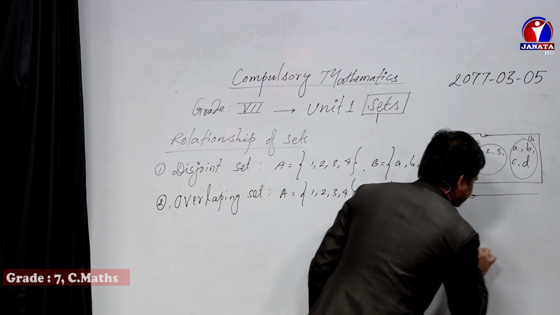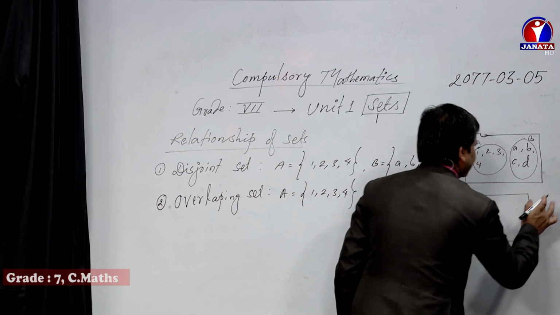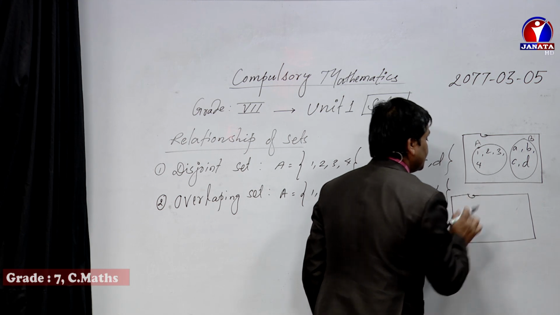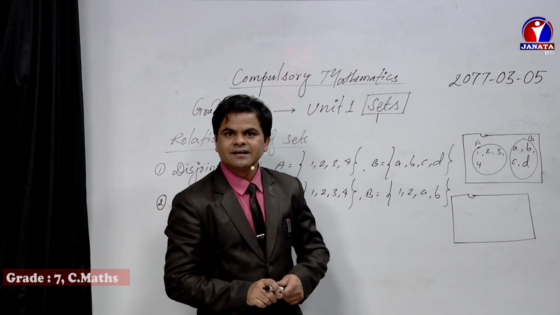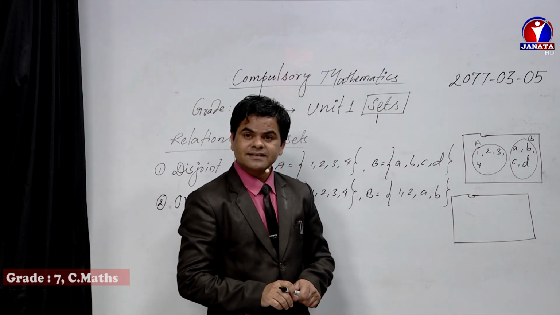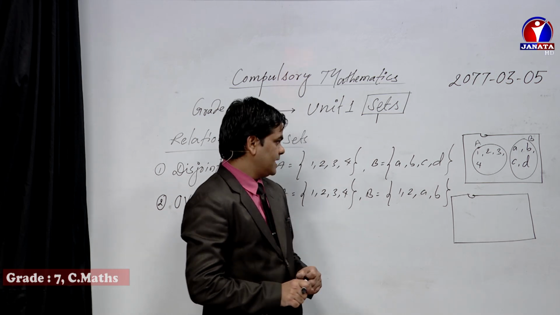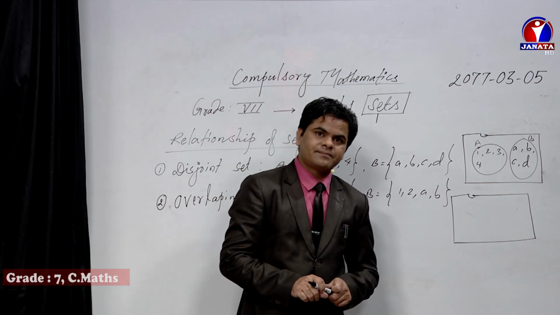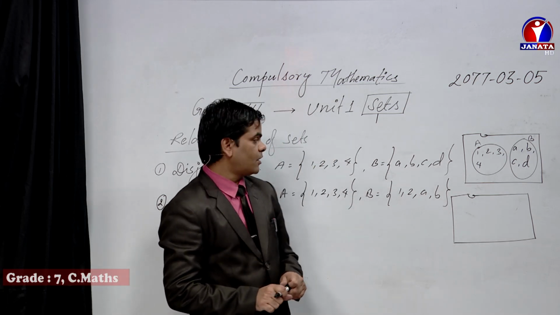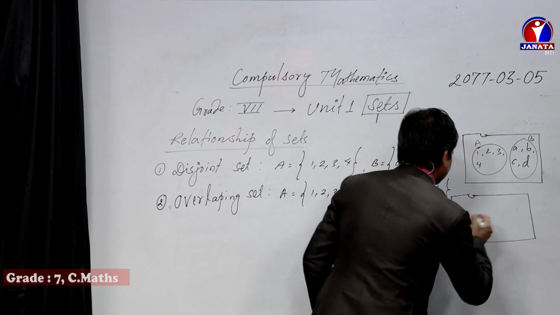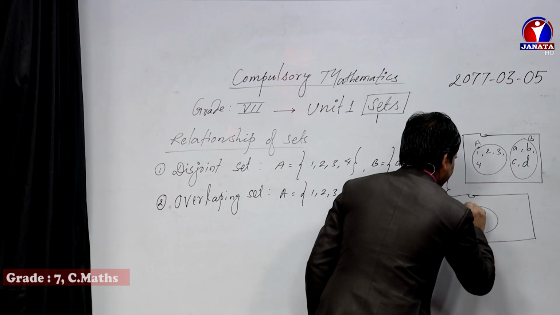Dear students, it's a rectangle, and attaching to the rectangle we need to keep here a U sign. U represents the universal set, the superset. Universal set is the biggest set among all, and all other sets become subsets of that universal set. So let's keep A set.